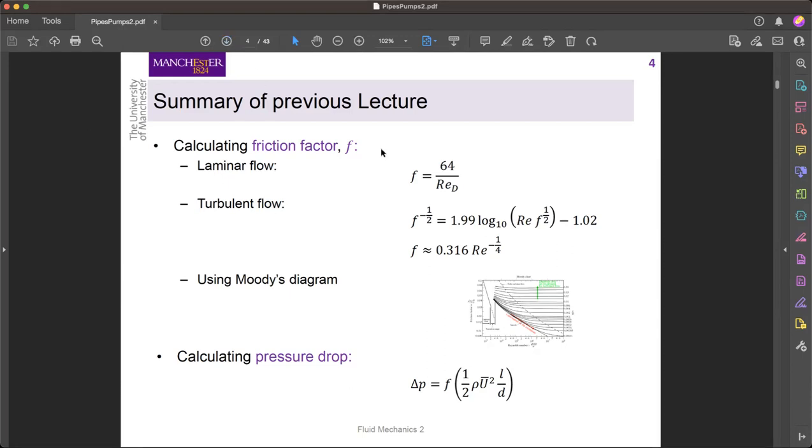So this is what you have to bring about the friction factor. Laminar flow, 64 divided by Reynolds. Turbulent flow, this. If the roughness should be accounted for, Moody diagram. Pressure drop is related to the energy loss. The energy loss is reported in the formula sheet. So we all agree about this.